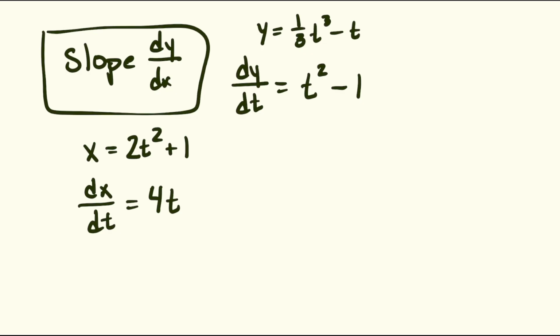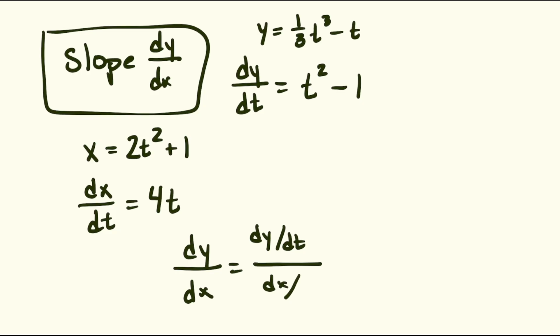Whenever you don't know what to do in a calculus class, the best thing to do is take the derivative of something. Putting those two together, we have dy/dx is the same as dy/dt on the numerator and dx/dt on the denominator. So we can just pop that into our equation: t squared minus 1 over 4t.